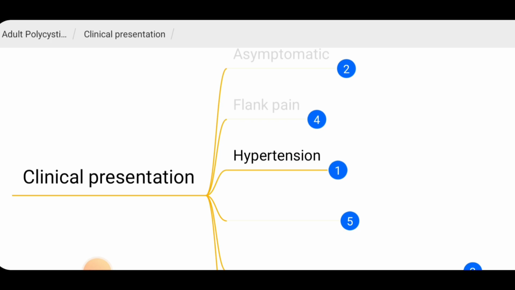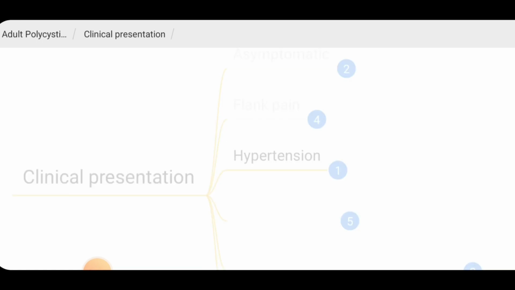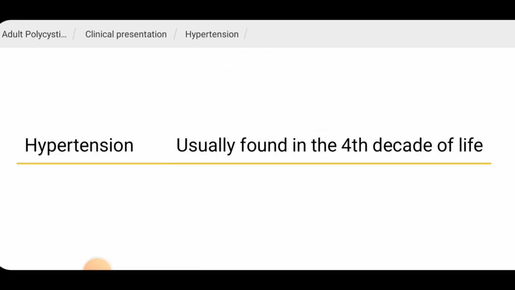They can also have hypertension. So we may diagnose adult polycystic kidney disease in the workup of hypertension. Usually this hypertension is found in the 4th decade of life.